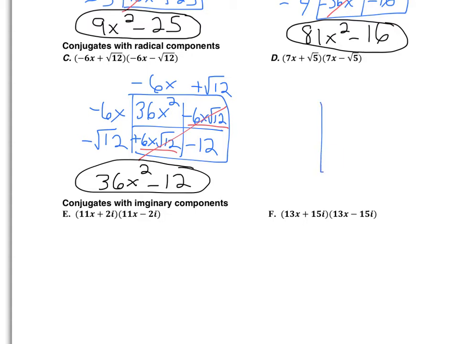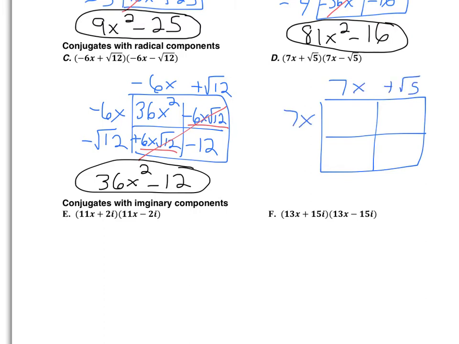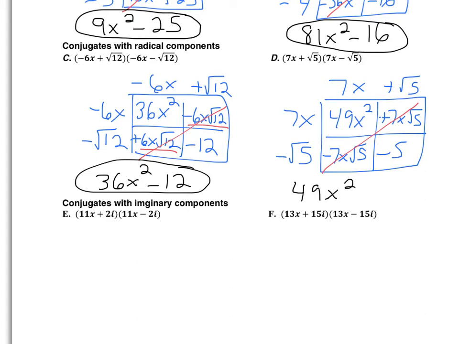And letter D, start out with our box. We have 7x plus root 5 and 7x minus root 5. 7 times 7 is 49x squared. We have a positive 7x root 5. 7 times a negative is a negative 7x root 5. Negative times a positive is a negative. Root 5 times root 5 is just plain old 5. So we have x root 5, 7 minus 7 is 0. They cancel out, and we get 49x squared minus 5.